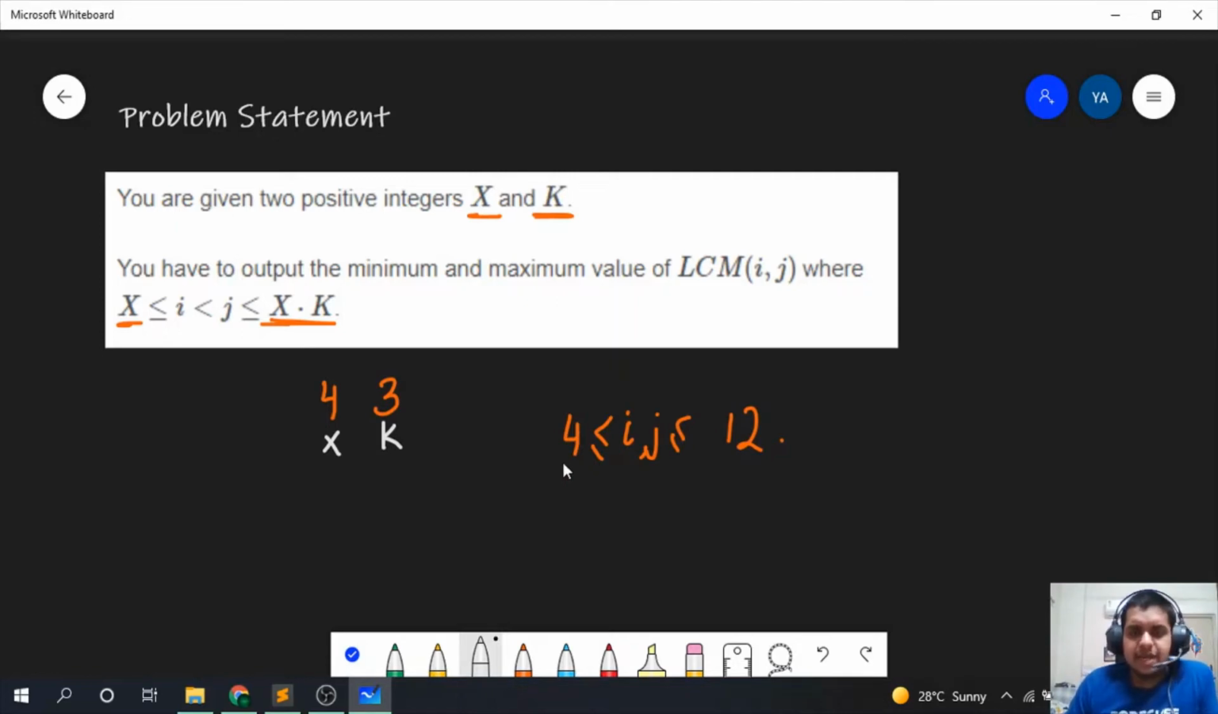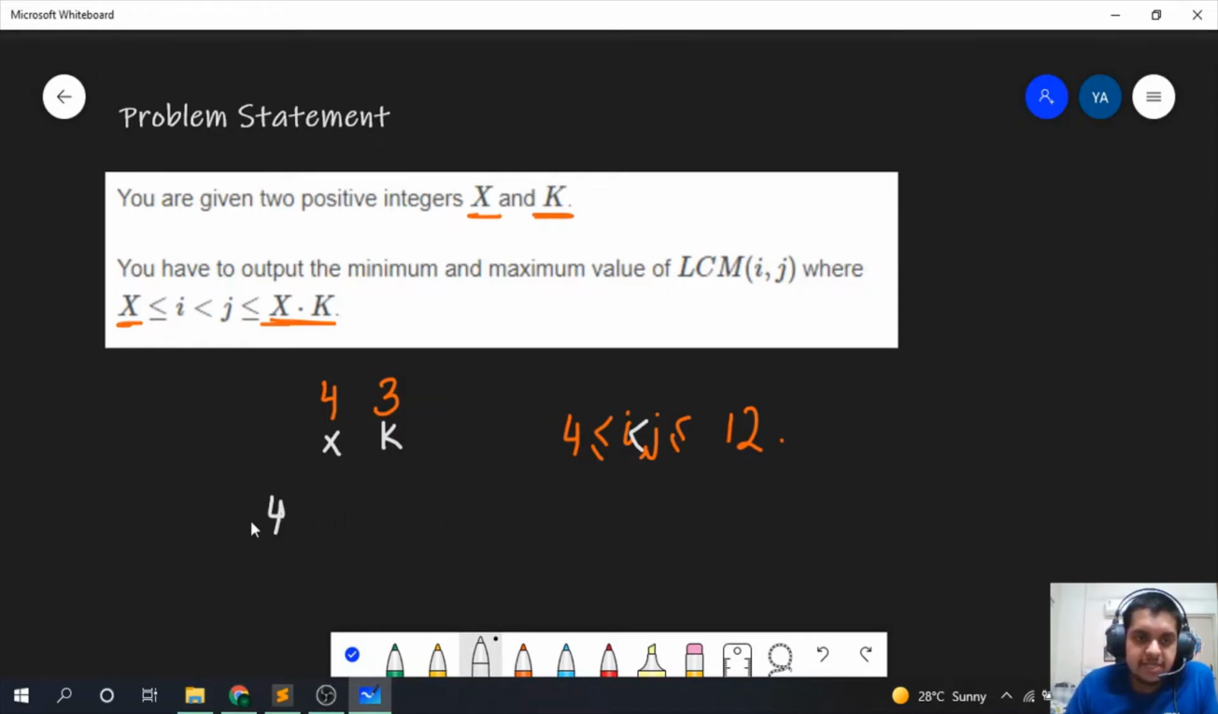Now what can be the minimum LCM? Here it is obvious that 4 should be a part of the minimum LCM because it's the minimum number. What minimum factor can you multiply with 4 so that it does not become too large? The minimum factor other than 1, because you can't use 1, since i is less than j, so i and j cannot be the same. That is why the minimum factor that can be multiplied to 4 is 2.